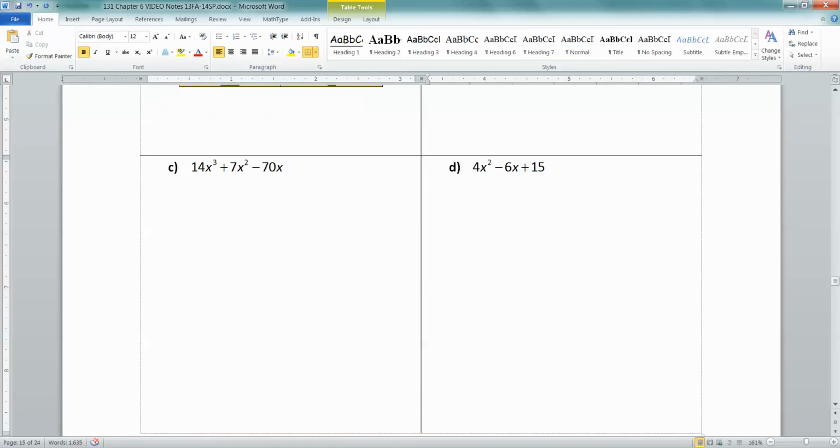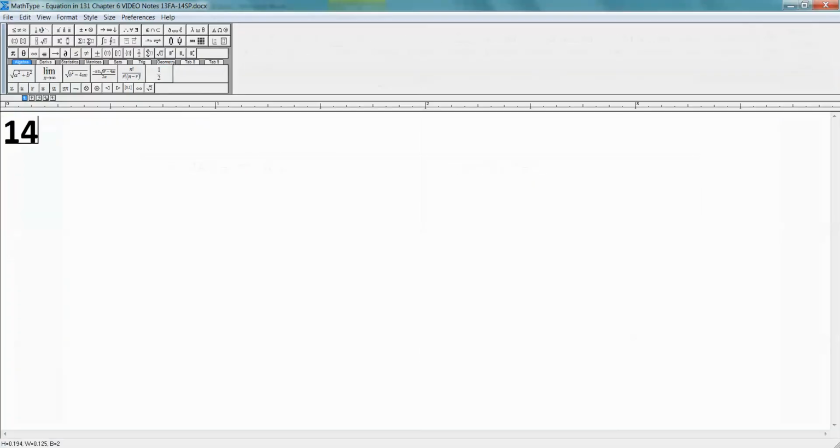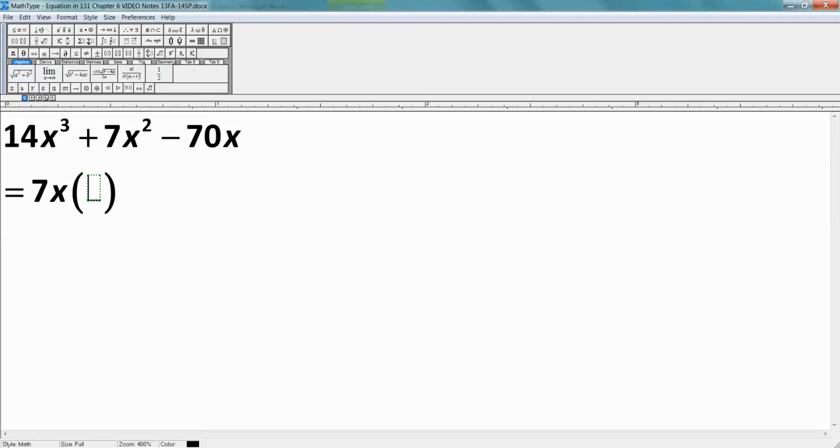All right, next one. Oh, that doesn't bode well. It's going to be an ugly scene. All right, so let's start by factoring out a GCF, because there's something we can take out of all of this. 14x cubed plus 7x squared minus 70x. Okay, so 7 goes into all of them. 7x actually goes into all of them. That leaves you 2x squared plus x minus 10. Well, that's much more manageable.